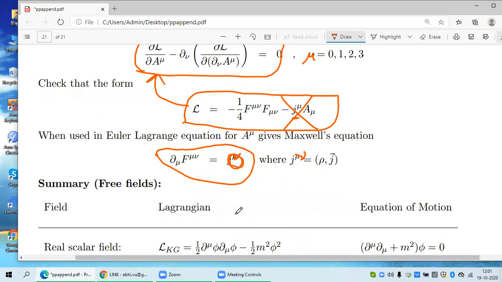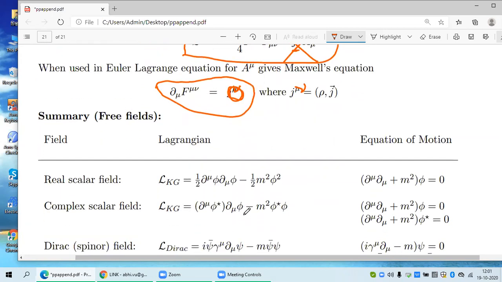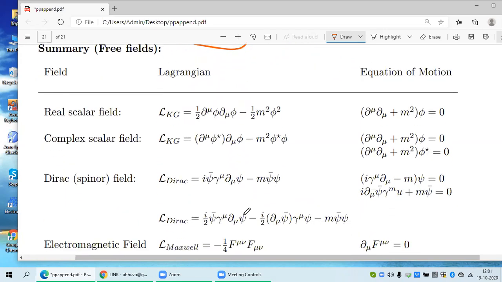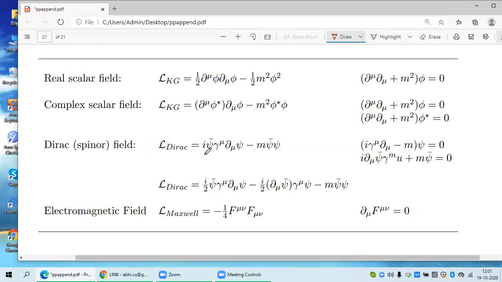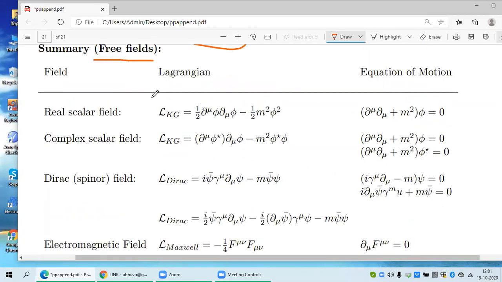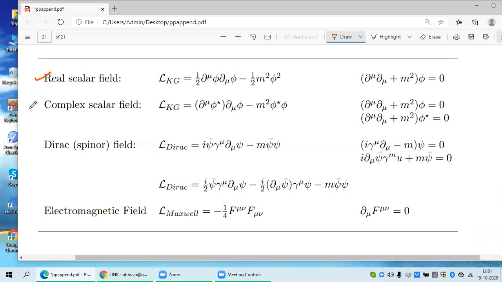Clear? Now, again, here is the summary of the whole thing, including Maxwell's equations. Look at this. So this is the summary for free fields. So all these things are done. So for the electromagnetic field, this is the Lagrangian. I dropped the J mu A mu term because I am talking about free electromagnetic fields. And this term is the Maxwell's equation. Clear?